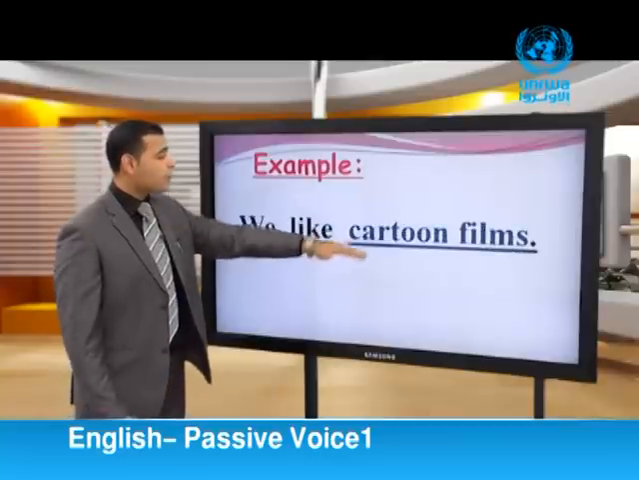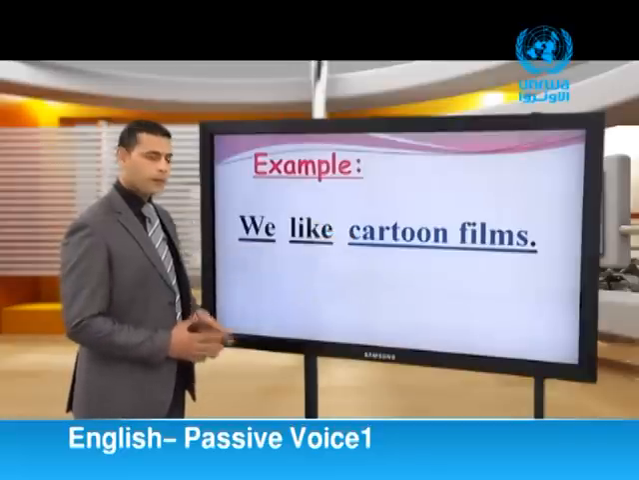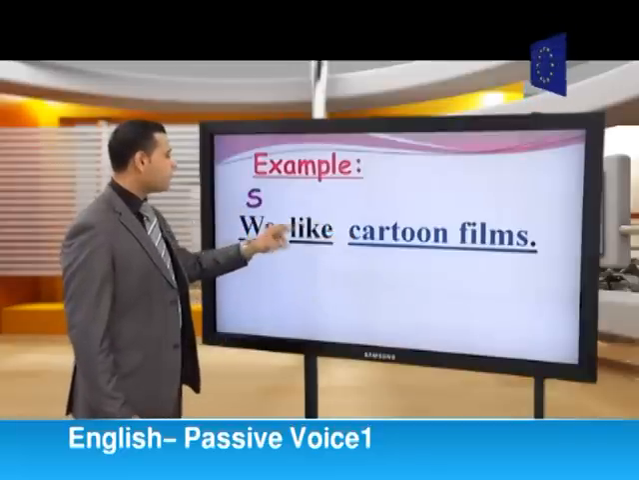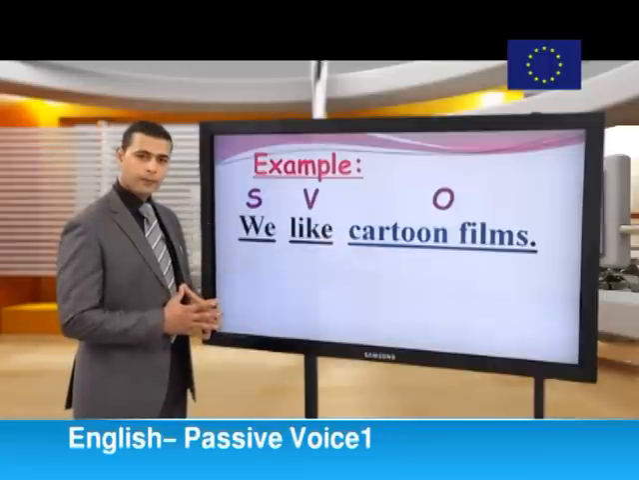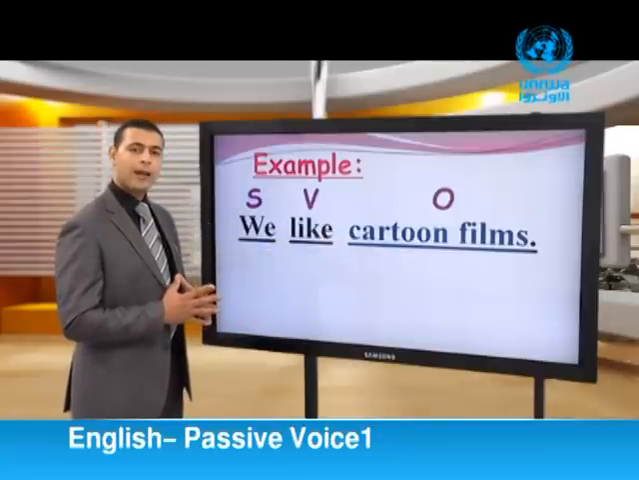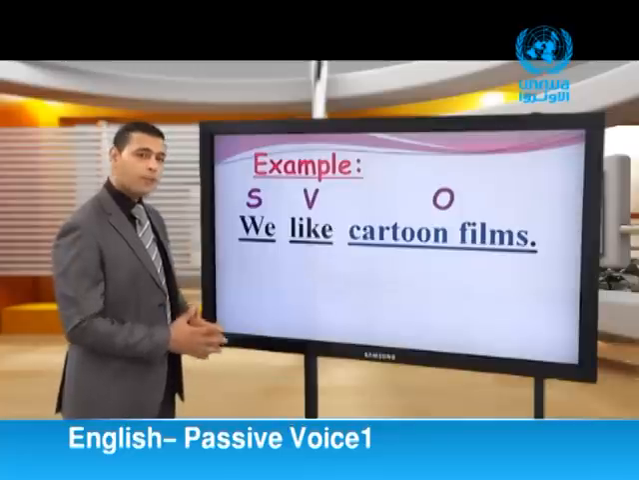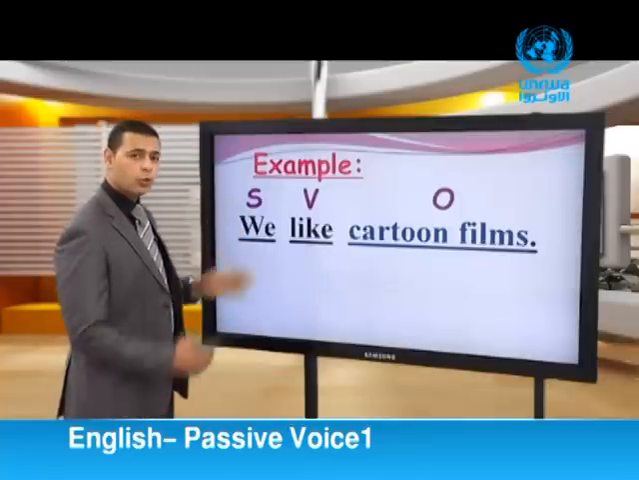Another example, we like cartoon films. We is the subject, like is the verb, cartoon films is the object. This sentence is an active sentence. Why? Because the subject is present here.